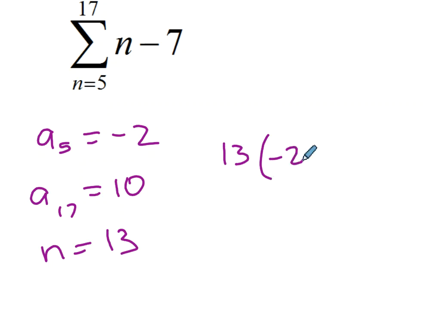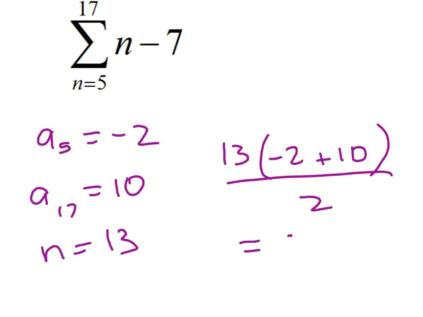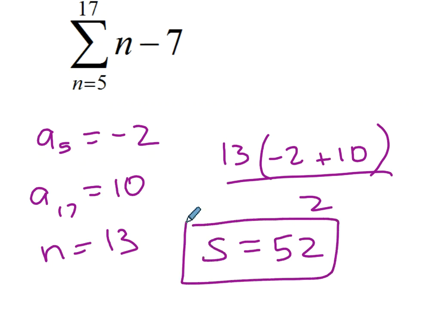So negative 2 plus 10 over 2. Should be 52. Yeah, 52. And this is what the sum is. Notice here on my S's, I'm not writing a subscript because 52 is not the sum of the first 17 terms. It's the sum from the 5th term to the 17th term. So it just doesn't get a subscript anymore. You just write an S.